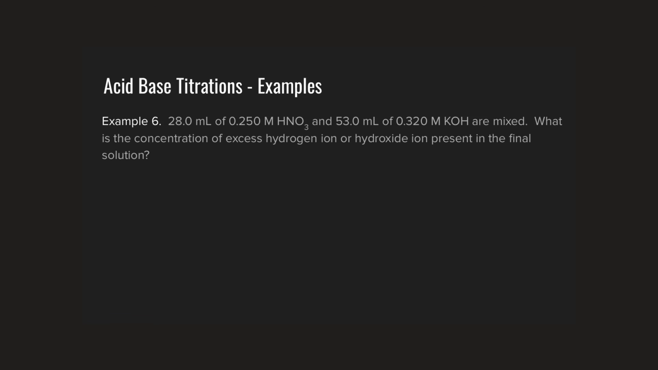So for our last example problem in this particular set of notes here, we're going to look at example 6. This is going to ask me here, we're mixing together now an acid and a base. So we're mixing 28 milliliters of 0.250 molar nitric acid, HNO3, and 53 milliliters of 0.320 molar KOH. So we mix those two things in a reaction, and we'd expect to see here an acid-base neutralization to occur. The question is going to ask me, what is the concentration of excess hydrogen ion or hydroxide ion which is present in my final solution?